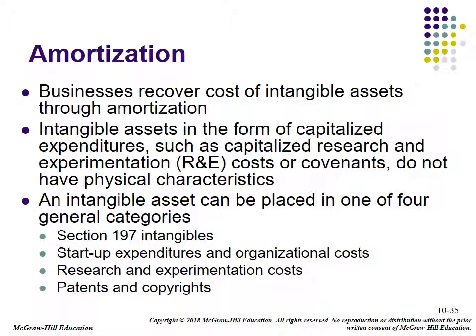What about intangible property, intangible assets? Well, we also will cost recover those. It's called amortization. Intangible assets in the form of capitalized expenditures such as capitalized research and experimentation costs do not have physical characteristics. So an intangible asset can be placed in one of 4 general categories, the first being Section 197 intangibles, startup expenditures, research and experimentation costs, patents and copyrights.